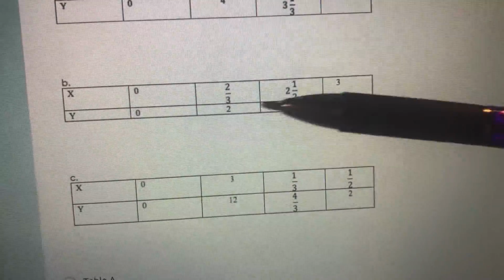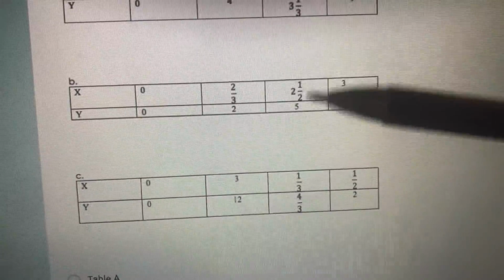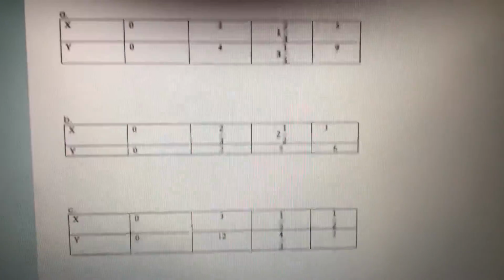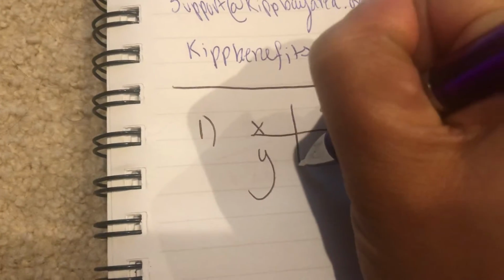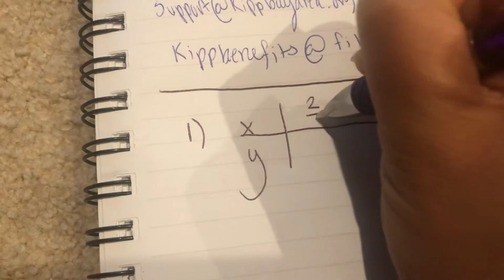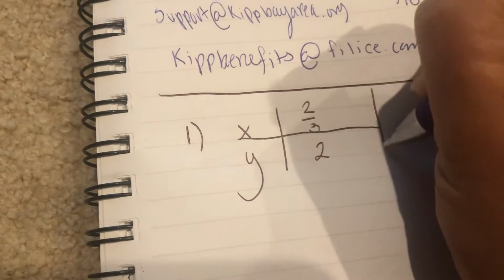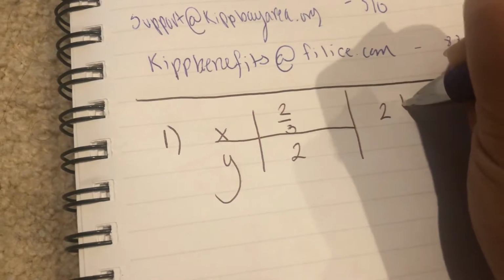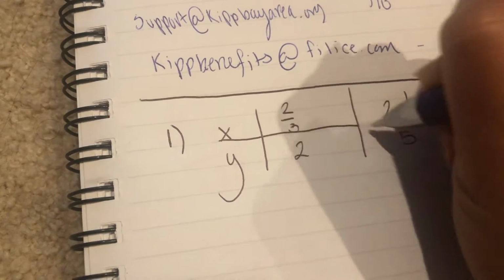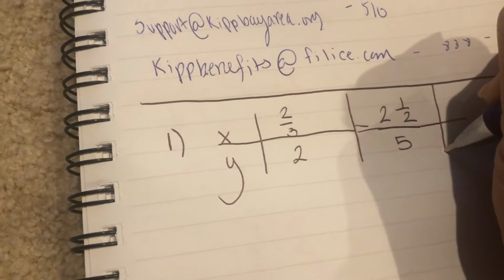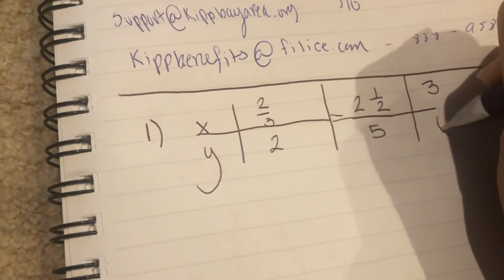If this table is proportional, all of them would have to have a constant of proportionality of 2. So what you would have to do is divide your fractions. So let's say the first ratio, here is x, this is y, and in the table, the first ratio you have is 2/3 and 2, and then the second one is 2.5 and 5, and then the last one, like I said, was 3 and 6.